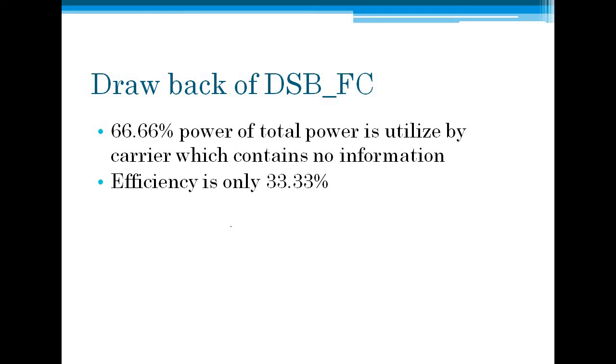Now there are some drawbacks of double sideband full carrier. As we have seen in the slide of efficiency, 2/3 of the total power is utilized for carrying the carrier signal. Therefore 66.66% of the total power is utilized by the carrier, which contains no information. As most of the power is used by the carrier, the efficiency is only 33.3%. So this is the drawback of using double sideband full carrier.